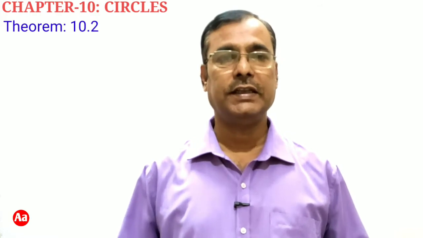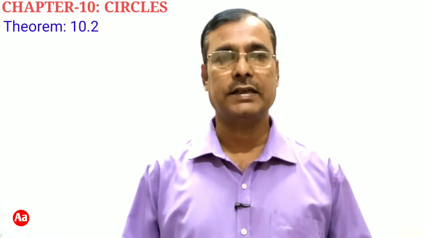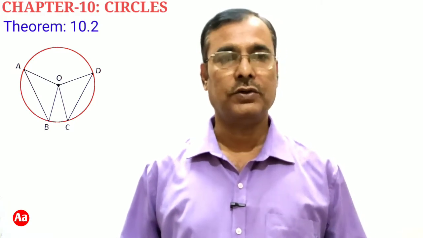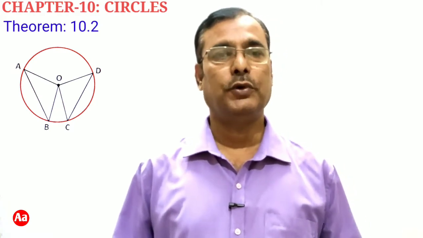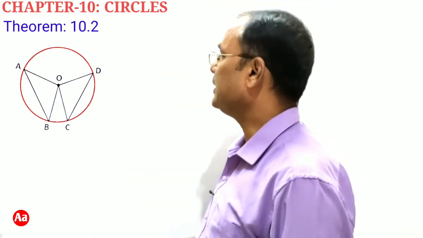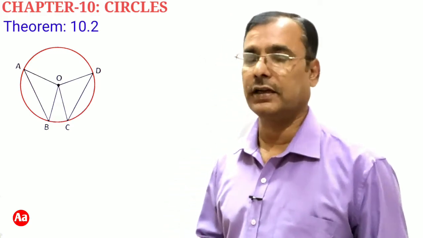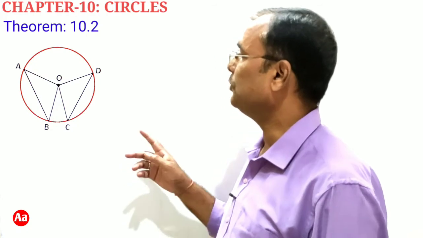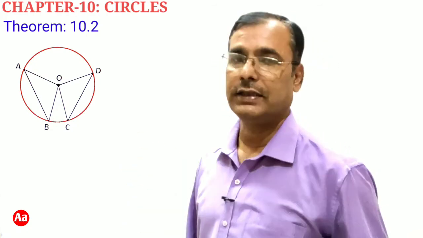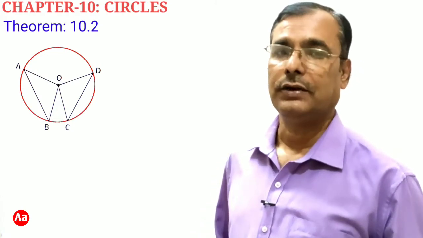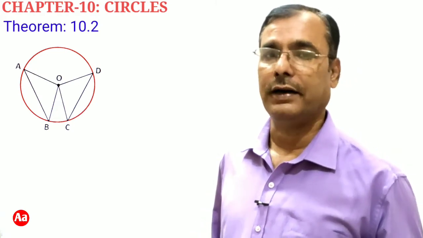Theorem 10.2. If the angles subtended by the chords of a circle at the center are equal, then the chords are equal. This is the converse of theorem 10.1. In this figure, AB and CD are two chords of the circle with center O, which subtend equal angles AOB and COD at the center of the circle O. And now we have to prove that chords AB and CD are equal.